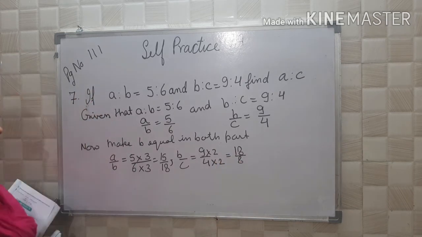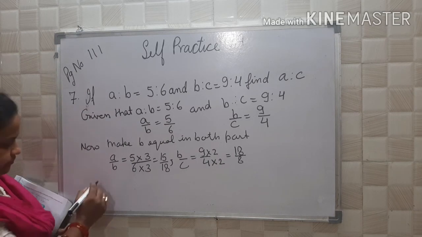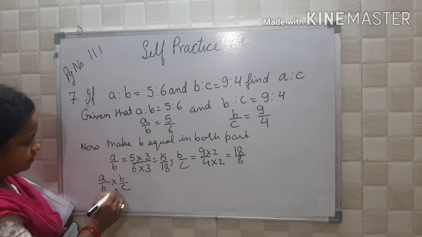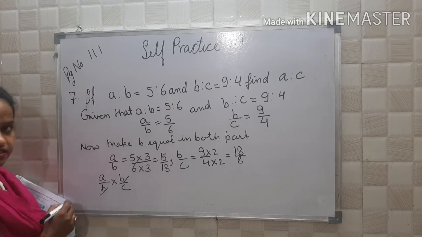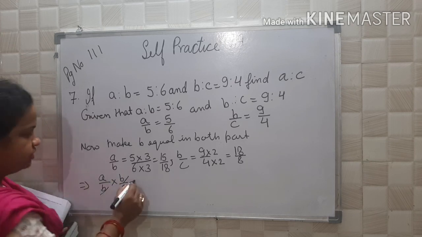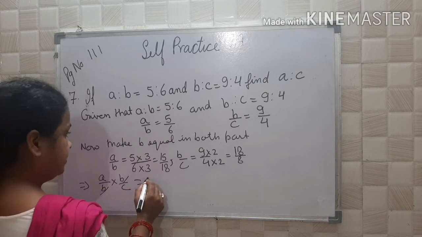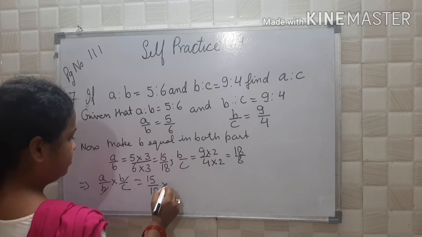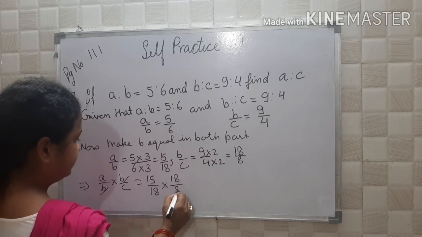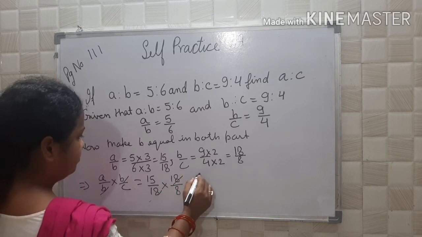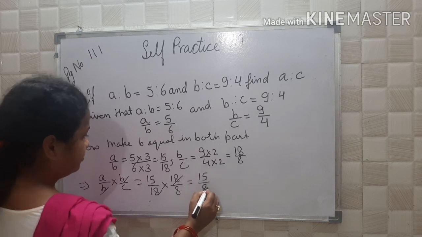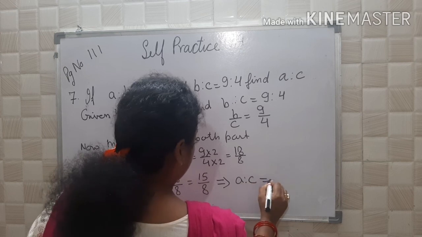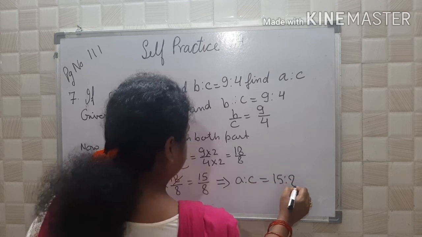Now you can see that if you do A upon B into B upon C, you can see that B and B will be cancelled out. So what you will write? 15 upon 18 into 18 upon 8. 18 and 18 cancel out. 15 upon 8. So what is A? Therefore A is to C is equal to 15 is to 8.